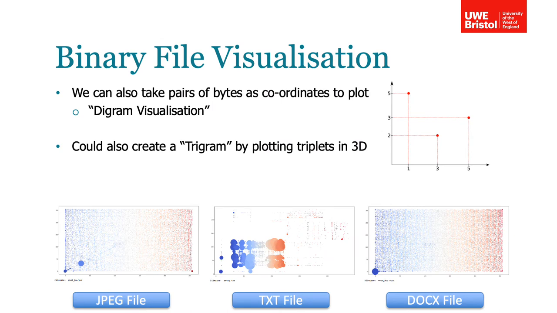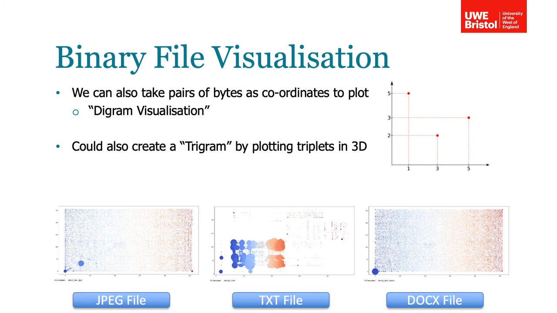Another approach is similar to that of n-grams that we discussed during text analytics, where we consider pairs of bytes to form a digram visualization. In this setting, we take each pair of bytes and treat them as the x and y coordinates to plot a point on a scatter plot. Points can be scaled based on number of occurrences if necessary, or color-coded based on byte position or sequence.